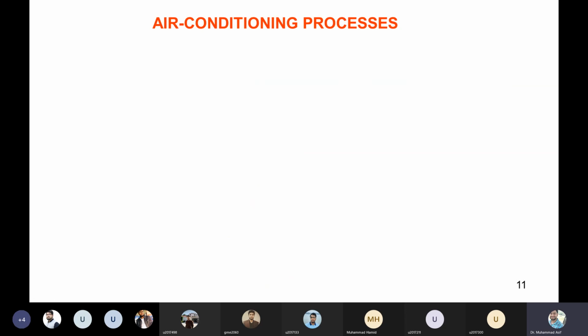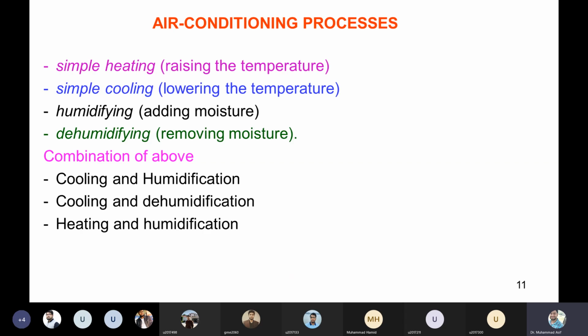And lastly, we have the different air conditioning processes. You are also familiar with these processes. The simplest one is simple heating, which means increasing the temperature. Then we have simple cooling, lowering the temperature; humidification, adding moisture content; and dehumidification, removing the moisture content. It could also be a combination of these processes.